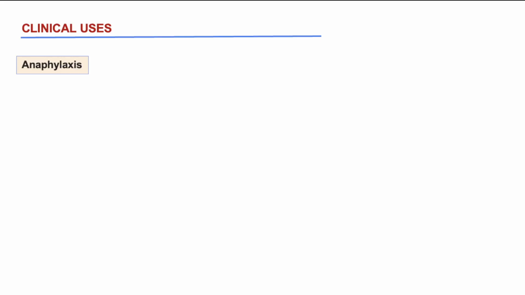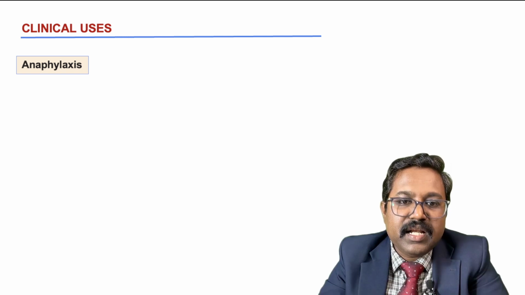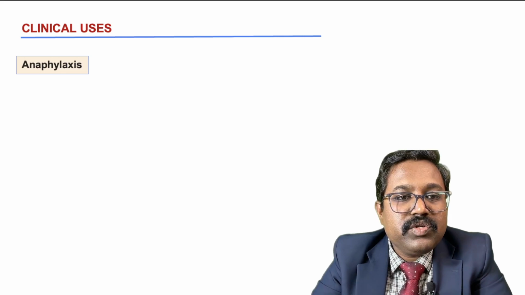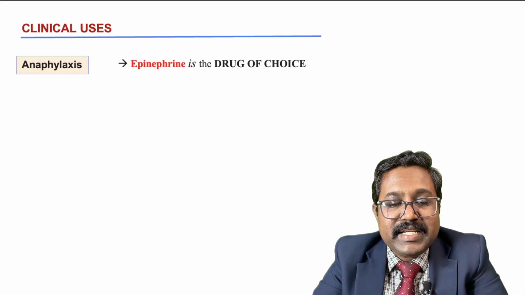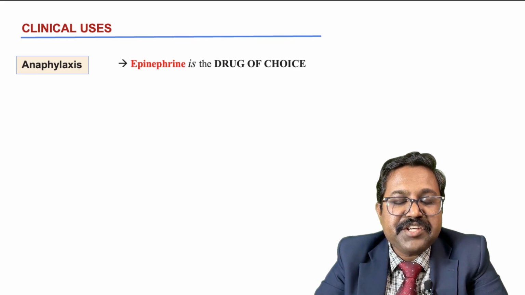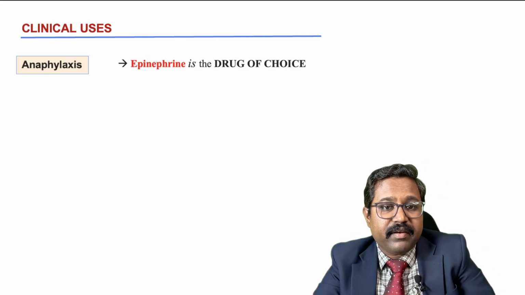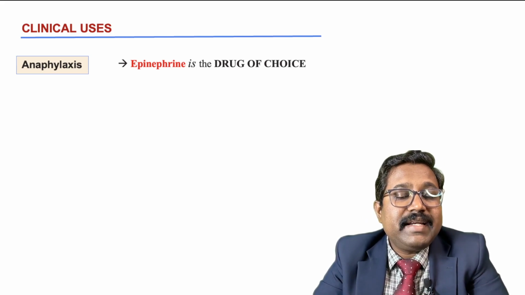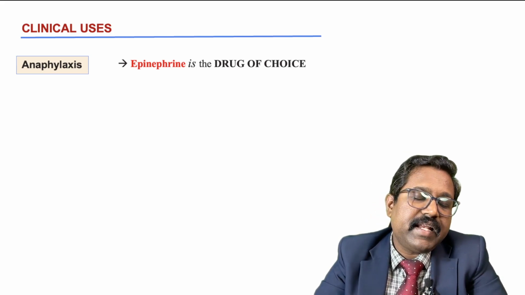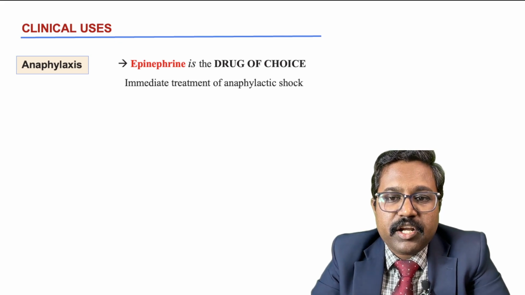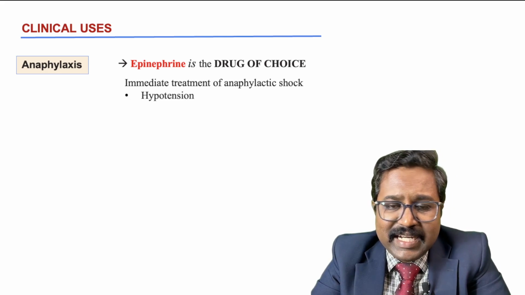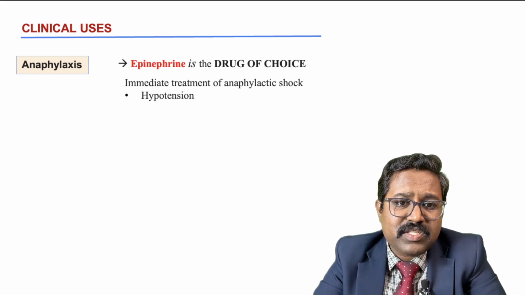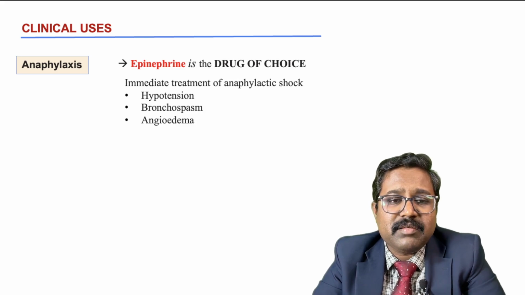So coming to the clinical uses of these adrenergic receptor agonists. They can be used in case of anaphylactic reaction or anaphylaxis. It is a type 1 hypersensitivity reaction. Here the drug of choice will be epinephrine. So A for A: anaphylaxis, adrenaline will be your drug of choice, and it should be treated immediately because it's an emergency condition, associated with hypotension, bronchospasm and angioedema.